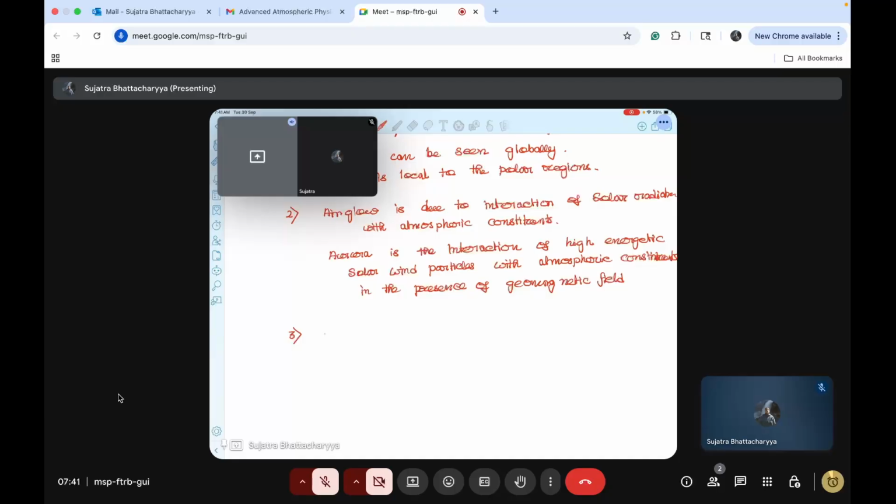Third is that the intensity of airglow is generally lower, about a few hundred Rayleigh. Rayleigh is the unit of intensity, whereas the intensity of aurora is high as compared to the airglow. It is about a few thousand Rayleigh.